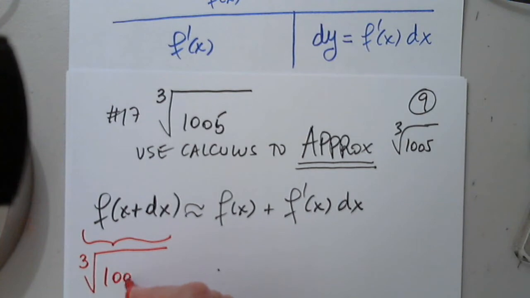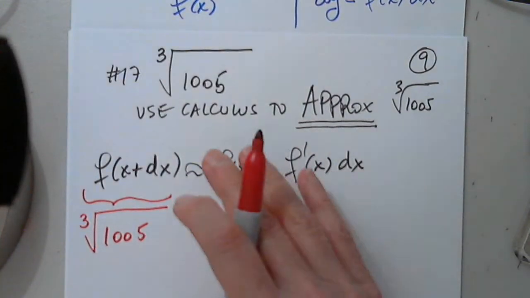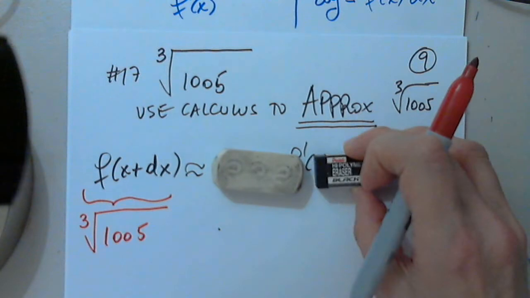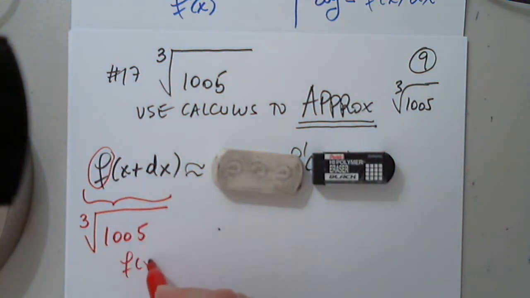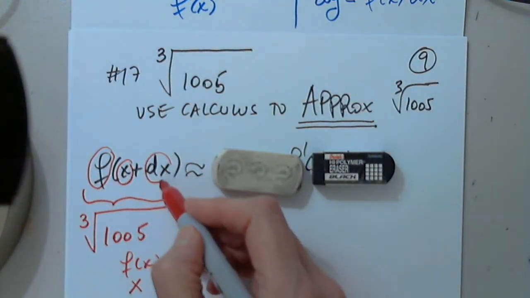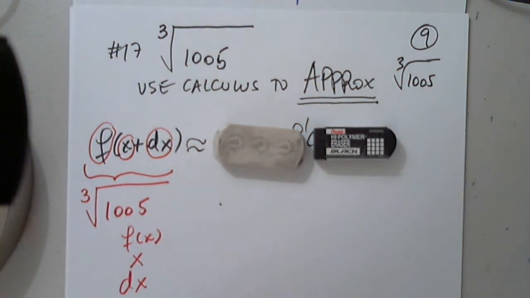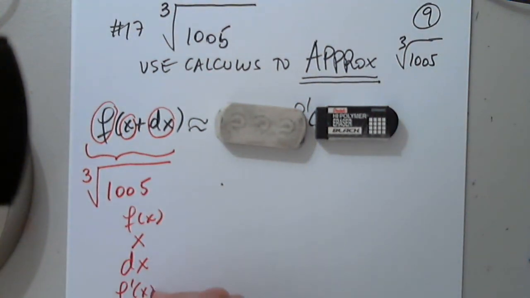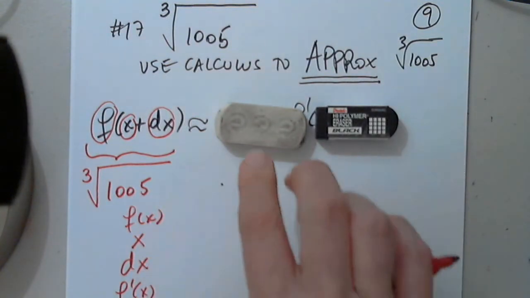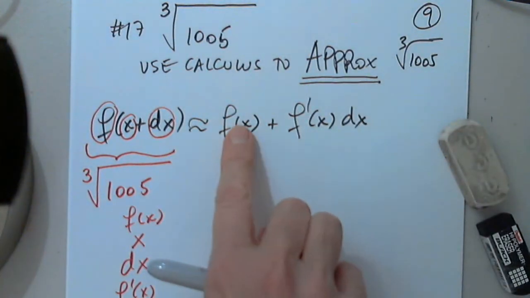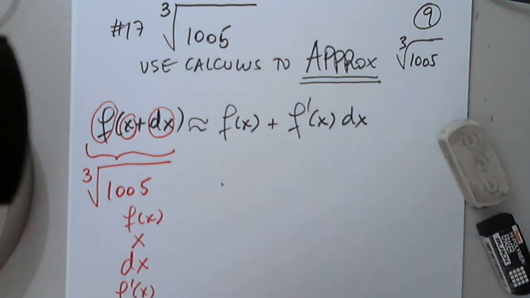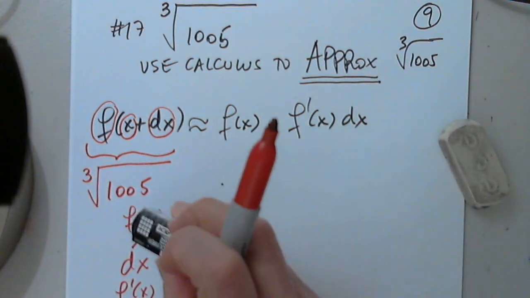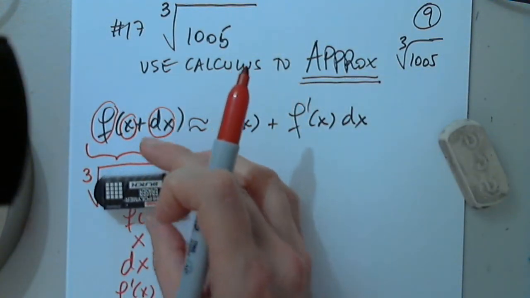The cube root of 1005. But I cannot determine this part before I identify f of x, I identify x, I identify the error, which could be positive or negative, and then I calculate f prime of x. Once I have these pieces, the rest is a piece of cake. I put in here, here, and here, and calculate. So looking at this, can anyone identify the function that we are dealing with?